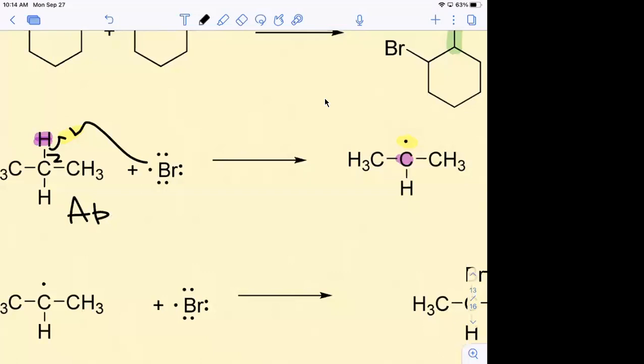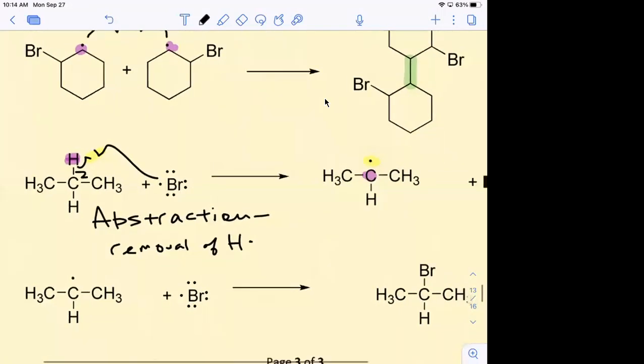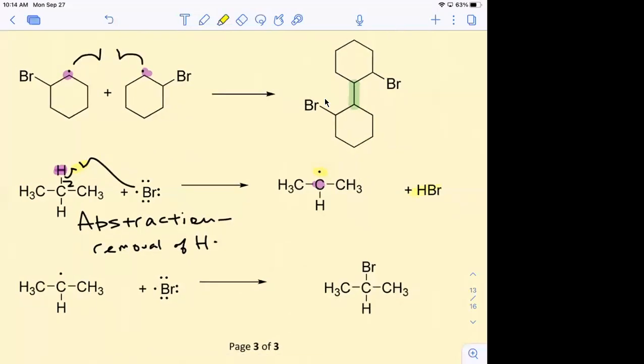It's different from proton transfer. Proton transfer, you take off H plus. With abstraction, you remove a hydrogen radical. Are y'all following that? So I end up with HBr as a side product, and then I end up with a carbon radical.